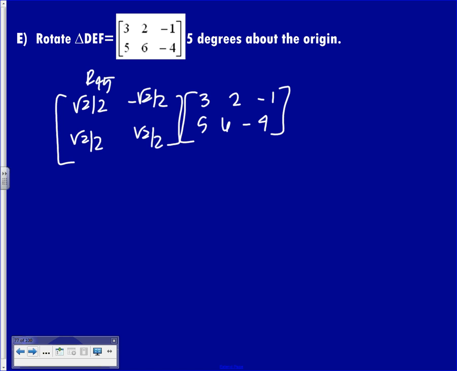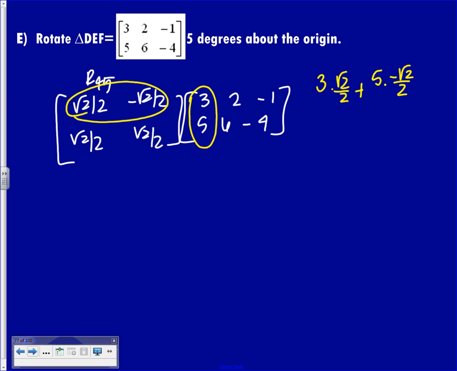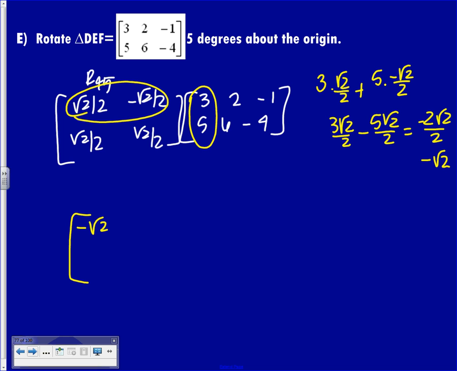Okay, again, you're going to go across by down, and the hardest part about this is knowing how to multiply matrices. Okay, so across by down. Now, if I write that out, that's going to be 3 times the square root of 2 over 2 plus 5 times negative square root of 2 over 2. Oopsies, I forgot my 2. Okay, that gives me 3 square roots of 2 over 2 minus 5 square roots of 2 over 2. Okay, because those are like terms, I have 3 halves minus 5 halves gives me negative 2 square roots of 2 over 2, which actually becomes negative root of 2. Okay, so my first value here is negative square root of 2.